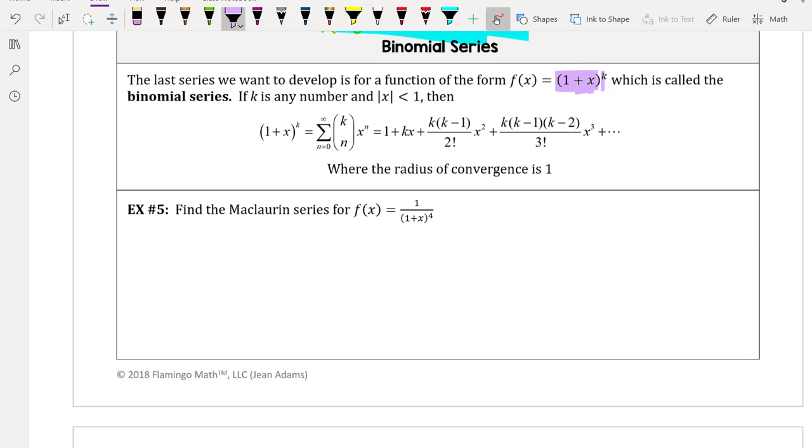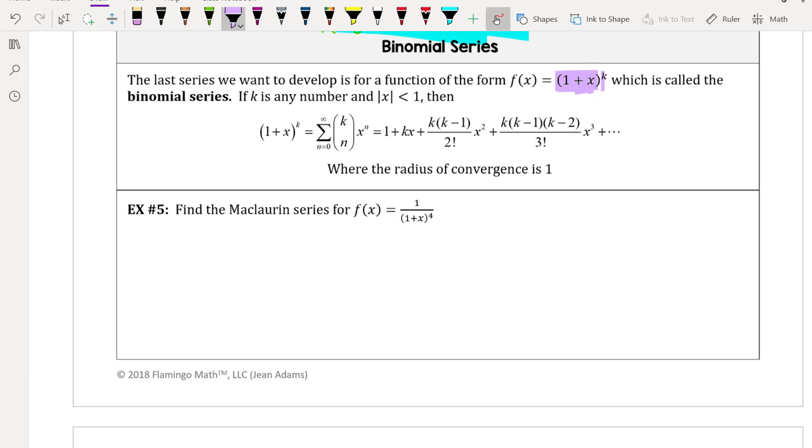So (1+x)^k is the summation from n equals 0 to infinity of k choose n, x^n. And when you write it out, you have 1 plus kx plus k(k-1) over 2 factorial x squared, etc. And the radius of convergence is 1. Well, this is really kind of a Maclaurin series, is what it is.